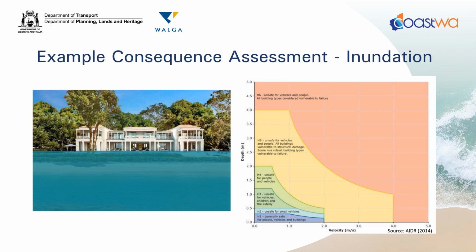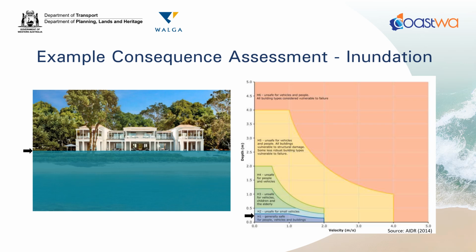So if we neglect current speeds, which is the x-axis in this particular plot, and just look at the depth of inundation, what we might say is that here, for this particular example, we might have a couple of hundred mils of inundation. And when you look at where that plots on this and the definition that sits, it says that it's generally safe for people, vehicle and buildings. So there'd be some level of inconvenience, but it wouldn't actually be something that would be too significant.